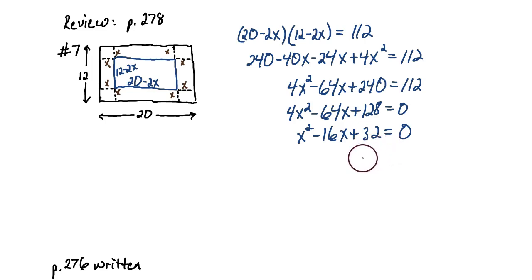The fastest way to solve would be factoring, but I don't think we can find a way to factor this. Are there any numbers that times up to 32 and the numbers add up to negative 16? I can't quickly think of any.